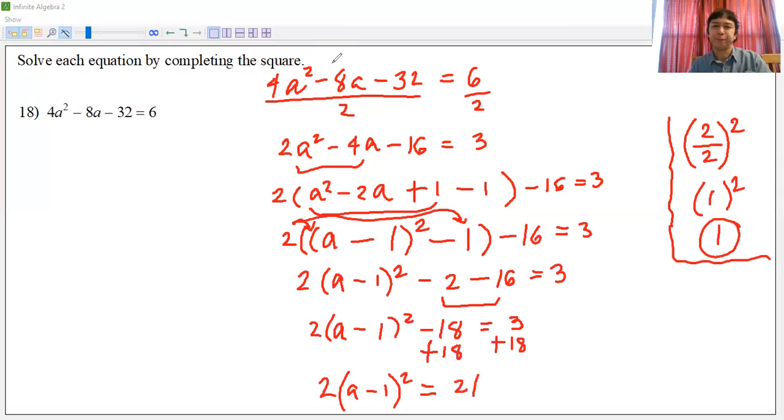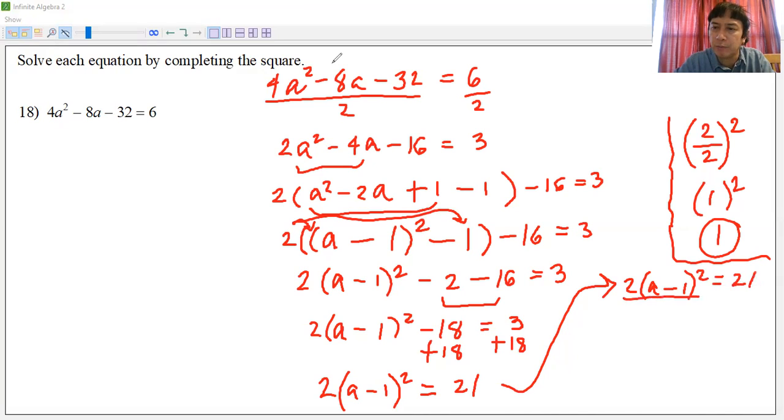There. Okay, next line is divide by the 2. So you have 2 times a minus 1 squared equals 21. Divide by 2, both sides. All right, the 2 cancels out. We will now have just a minus 1 squared equals 21 over 2. We cannot reduce the 21 over 2.